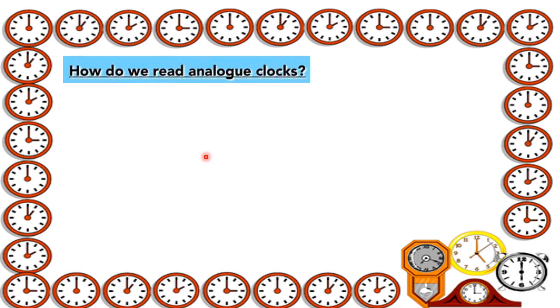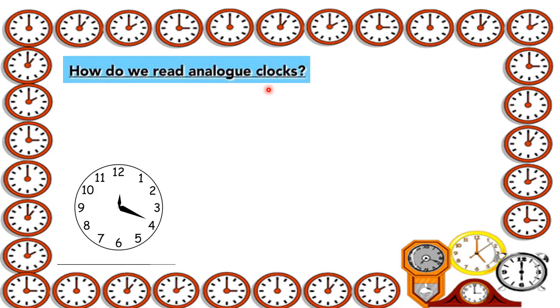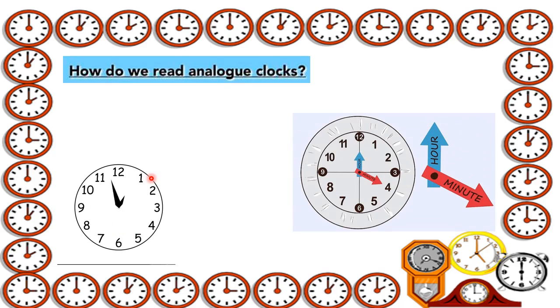So okay, one class, here we have a question. How do we read analog clocks? You see, it's an analog clock and you can see the hands of this analog clock are moving. The bigger hand is moving, as well as the smaller hand is also moving.